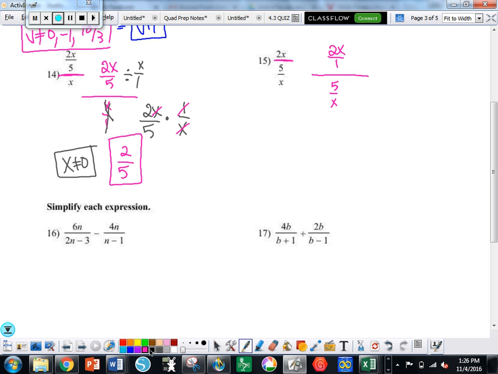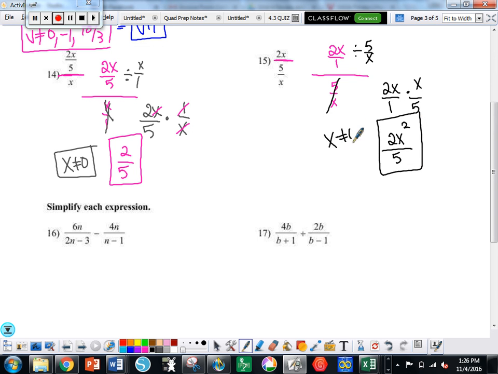Okay, let's go to the other one now. We rewrite this as a divide over 5 over x. We can rewrite that 2x over 1 times, flip it, x over 5. And you get 2x squared over 5. Again, still x cannot be 0 because of the denominator right here.